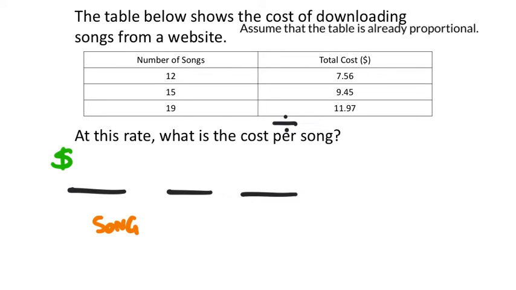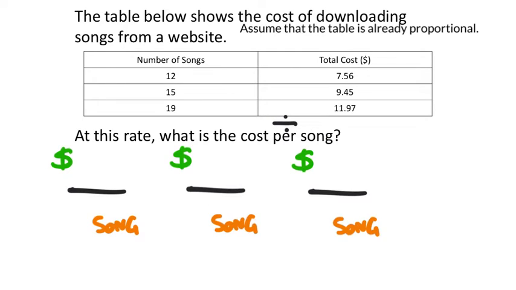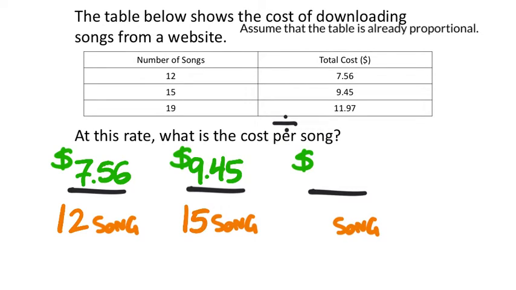Okay, and that's going to repeat for all three of these. All right, so the first set that I see right here, $7.56 for 12 songs, right? $7.56. That's for 12 songs. The next one shows $9.45 for 15 songs. And then the last set here, $11.97.